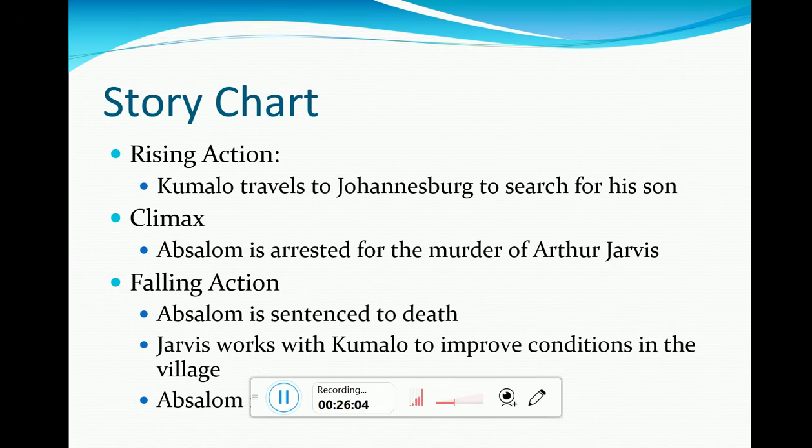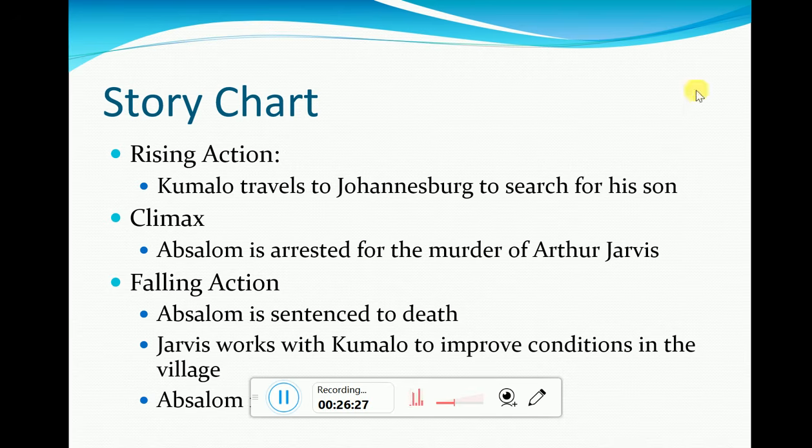That is the climax of the book, where finally, after the lengthy, complicated journey of locating Absalom, Reverend Kumalo finally is going to find him. Unfortunately, when he finds him, he is already in jail for the murder of Arthur Jarvis. So he's going to meet his son for the first time after a very lengthy period in jail.